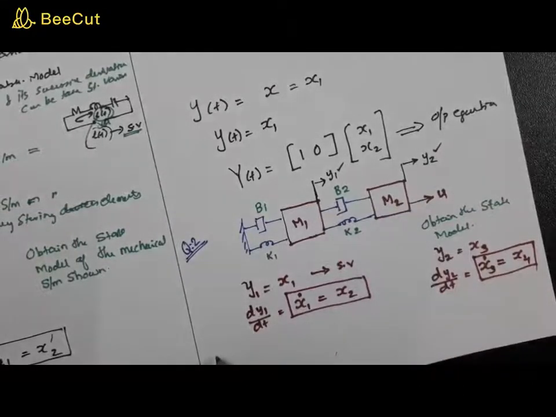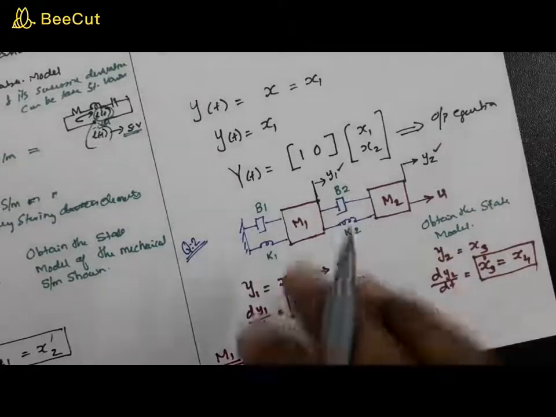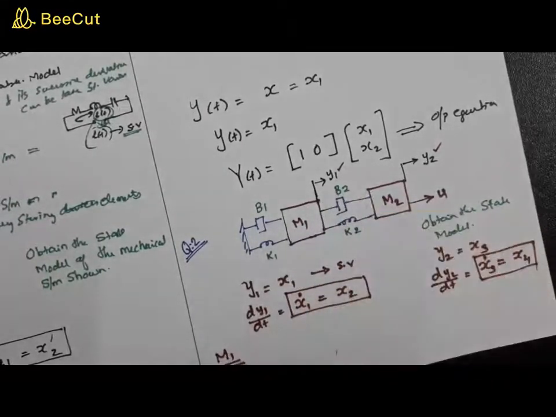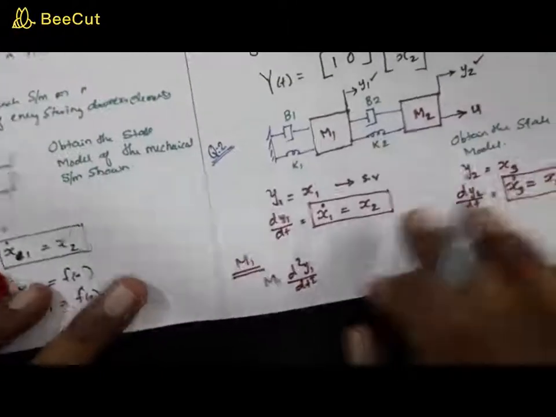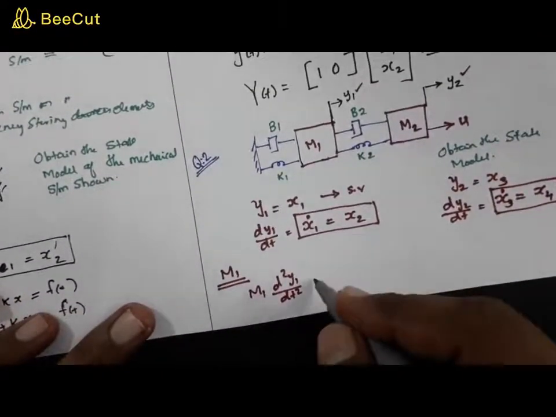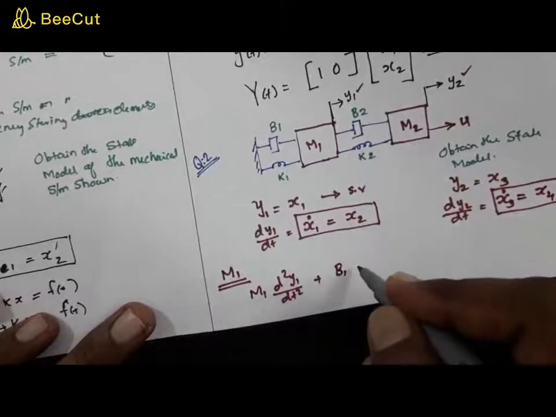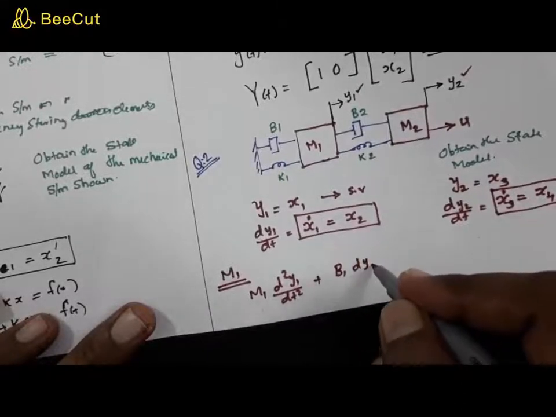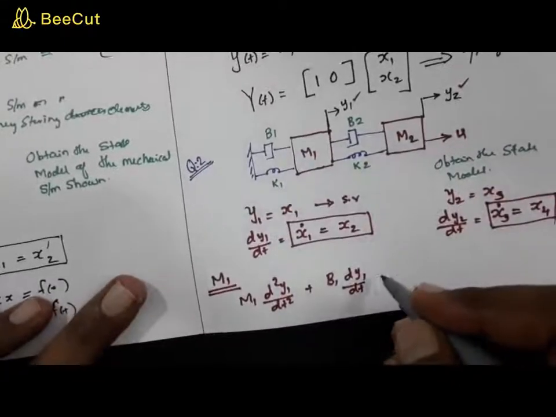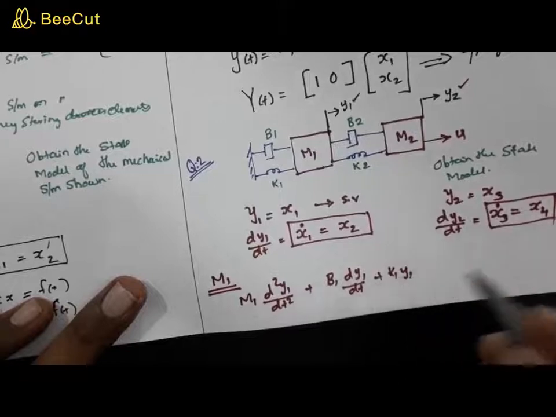So let us start with the case of m1. Now writing the differential equation corresponding to this mass m1, you will get this as what? m1 into d square y1 by dt square, then plus b1 into dy1 by dt, plus k1 into y1, right?